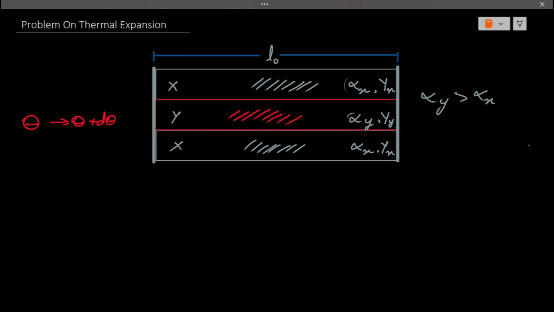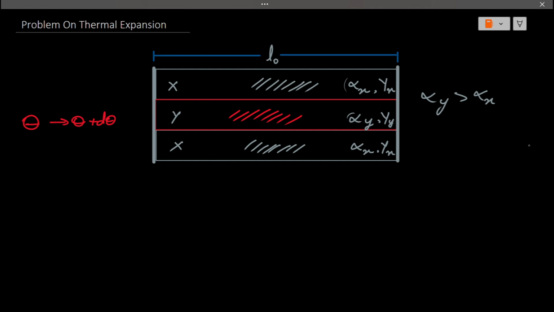Today we have a problem on thermal expansion, and in the scenario today we'll be considering a system of three rods where two of the rods are alike. We have rods X, X, and the one different is Y. These three rods are riveted at a strong constraint, and let us say the initial length is L0. It is important to note that the initial strain on each of the rods is 0.